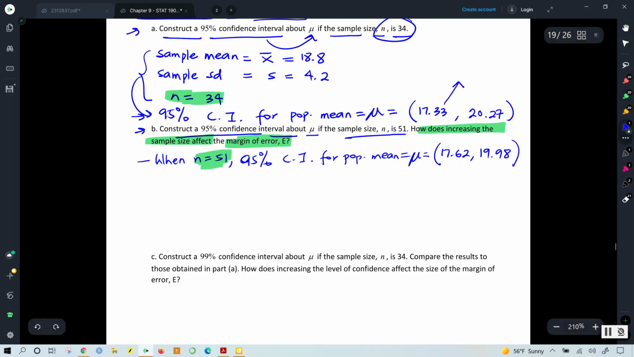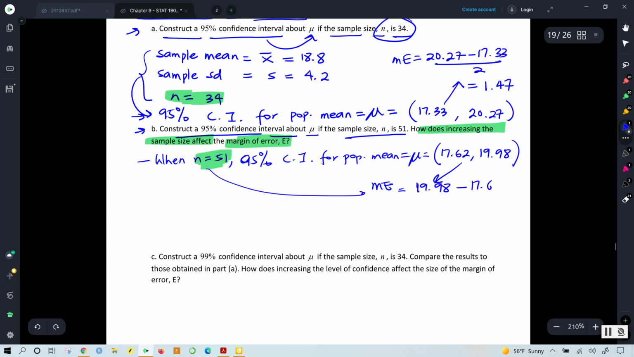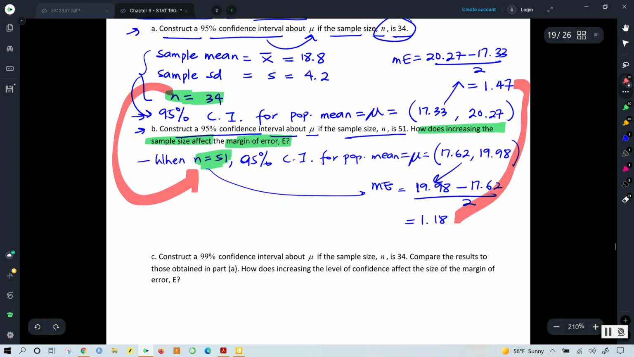Well, earlier, when we had n equals 34, the margin of error would have been 20.27 minus 17.33 divided by 2, which is equal to 1.47. Whereas in this case, the margin of error when n is 51 would have been 19.98 minus 17.62 divided by 2, and that is equal to 1.18. What we immediately observe is that as the sample size increases from n equals 34 to 51, the margin of error reduces from 1.47 to 1.18.